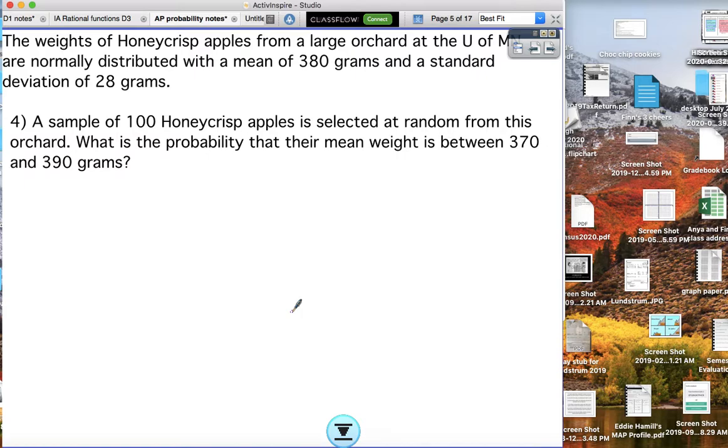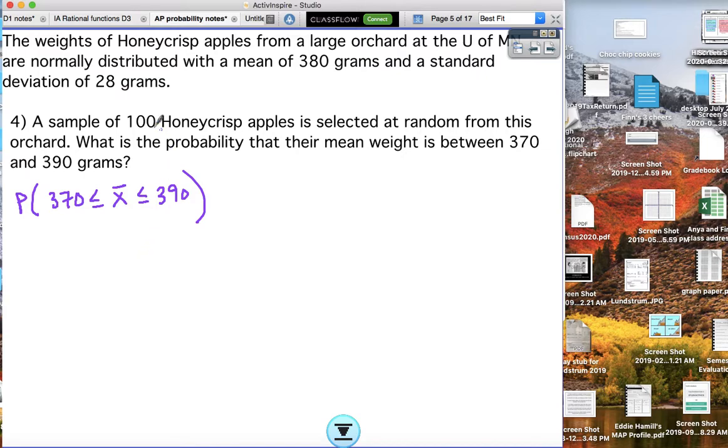This time we have a sample of 100 Honeycrisp apples, and we want the probability that their mean weight is between 370 and 390. Now, if I write that out in symbols, I'm trying to find the probability that the mean weight is between 370 and 390. That's how it would look in symbols. And technically, I don't need to really worry about if this is or equal to. It's negligible when it comes to percents on a normal curve. So that's not anything to stress out about.